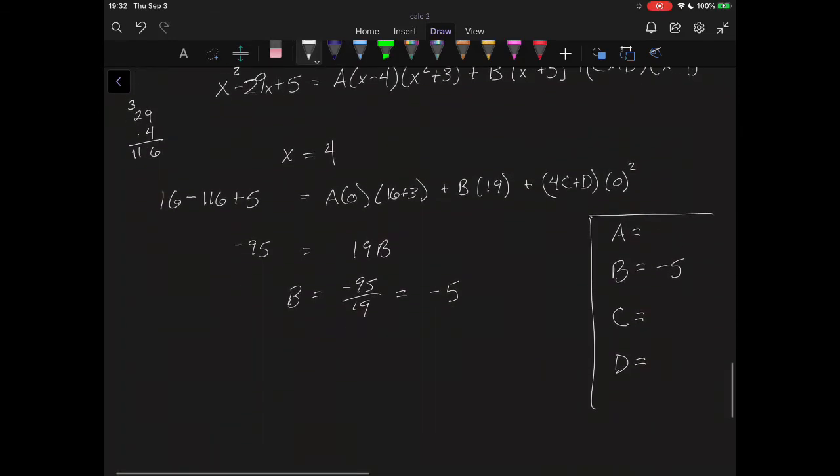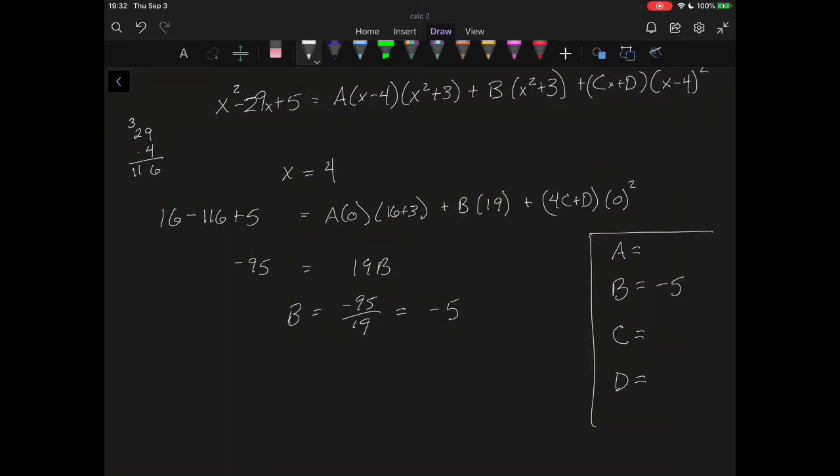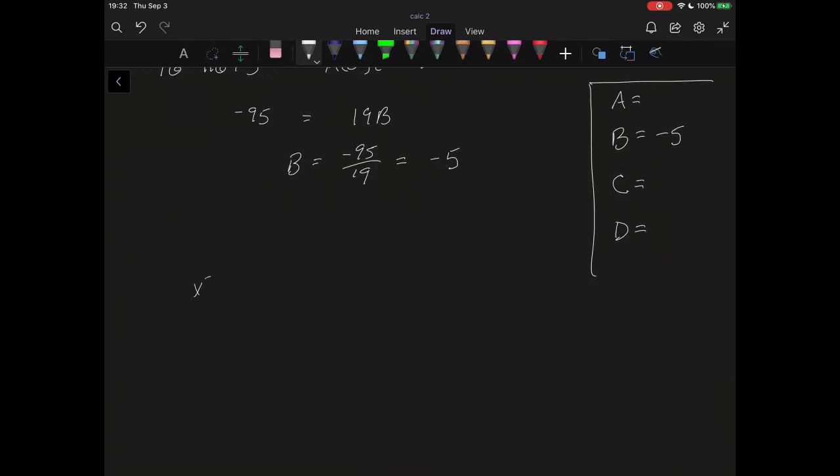So we want x cubed plus 3 to go away. Unfortunately, we don't really have much of another choice here. So let's plug in -5 and see what we can get. So we have x squared minus 29x plus 5 is equal to a times x minus 4, x cubed, x squared plus 3, plus b, which is -5, so plus -5 times x squared plus 3, and then plus cx plus d times x minus 4 squared.